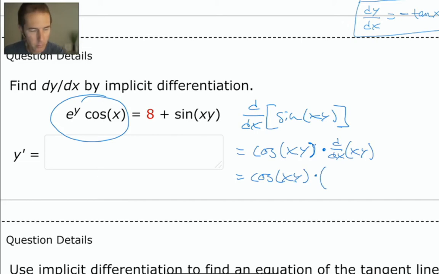Okay, so what's the derivative of that? It is the first factor, x, times the derivative of the second factor, which is the derivative of y, which is dy dx, plus the derivative of the first factor, the derivative of x, is 1 times the second factor, which is y.